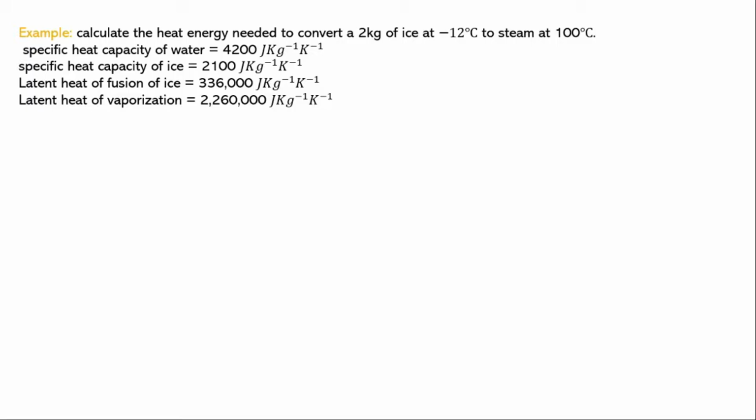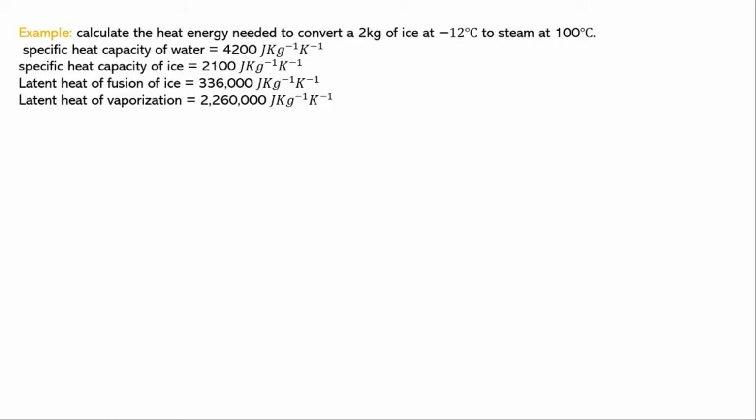So the first one we want to look at is we have to calculate the heat energy needed to convert 2 kilograms of ice at negative 12 degrees Celsius to steam at 100 degrees Celsius. So we are being given the specific heat capacity of water to be 4,200 joules per kilogram per Kelvin. Then the specific heat capacity of ice to be 2,100 joules per kilogram per Kelvin.